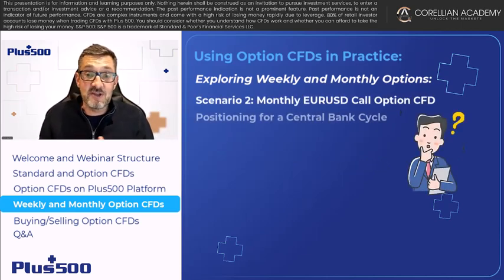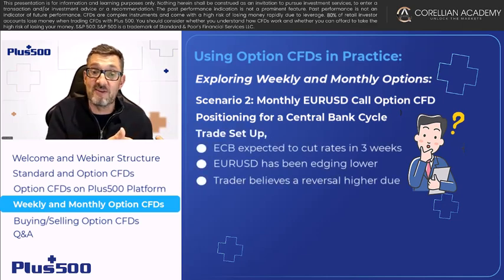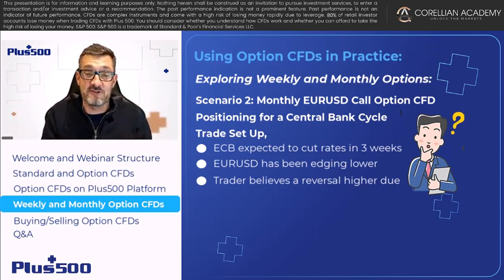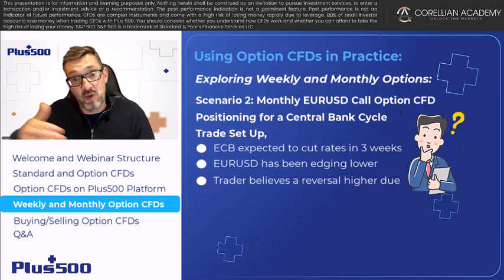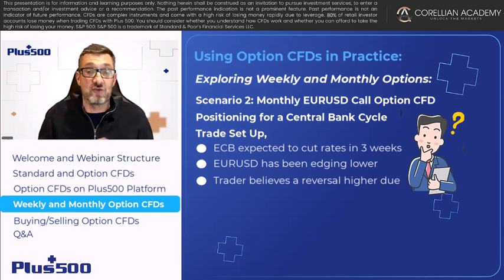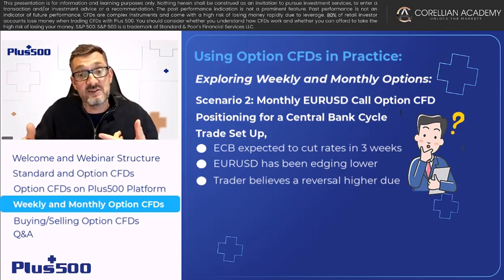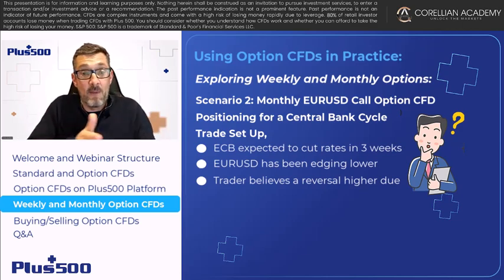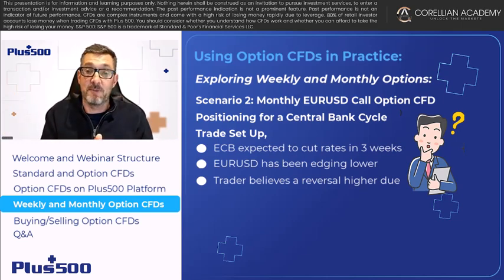Scenario 2 is positioning for a central bank cycle. The ECB is expected to cut interest rates in 3 weeks' time, and euro dollar has been drifting lower, but the trader believes a medium-term reversal is coming. They choose a monthly euro dollar call option CFD because the catalyst is weeks away. They want exposure through the entire build-up. They need stability, not intraday noise, and they want slower time decay. As expectations shift, the euro gradually strengthens, the monthly call premium increases as both direction and volatility move in the trader's favor. A long, steady run, exactly what monthly options are built for.